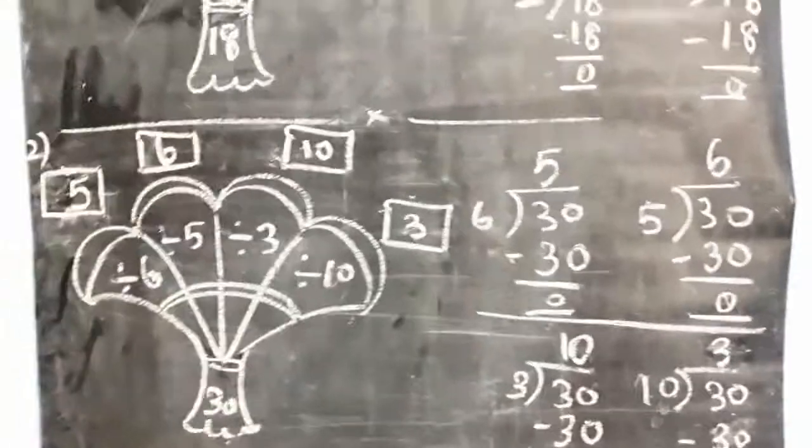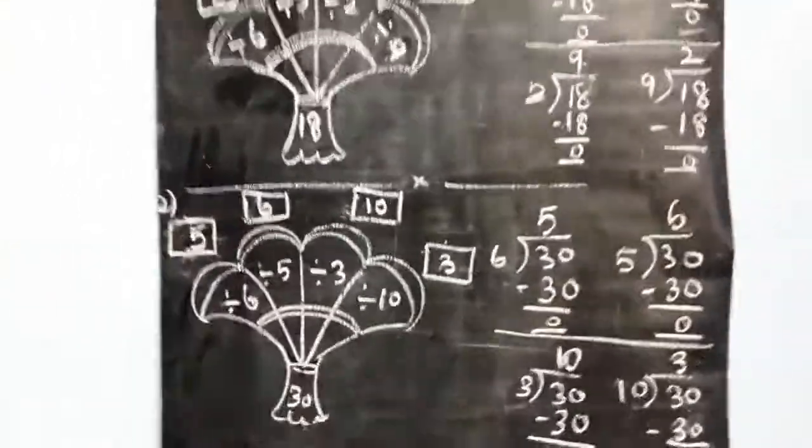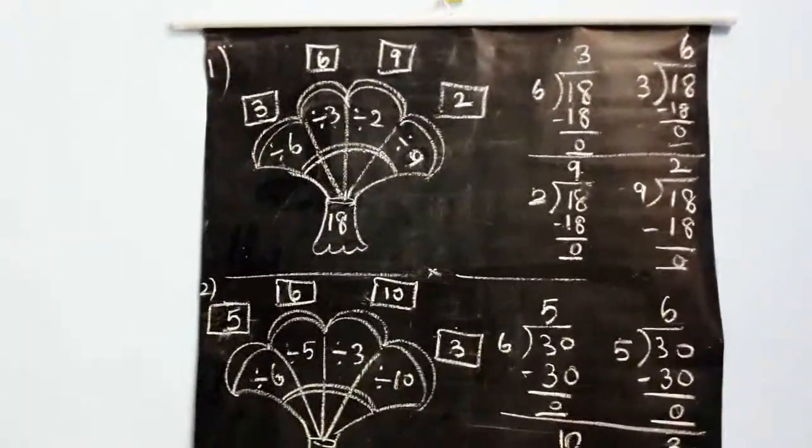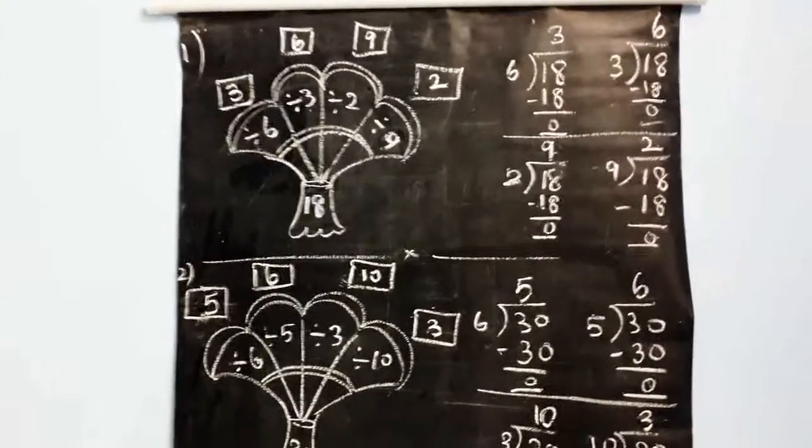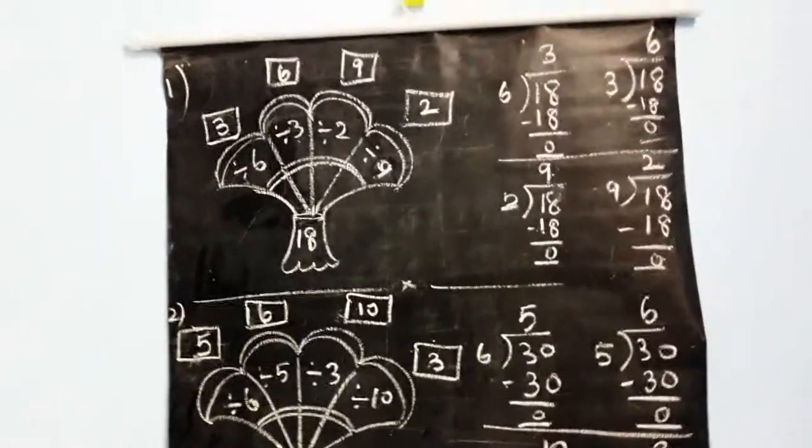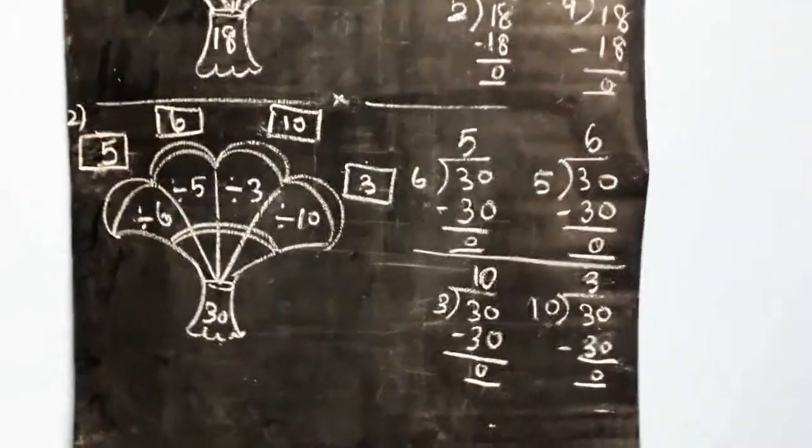Dear children, take your note and pencil. Write dividing a 2-digit number by a 1-digit number, and divide the following in the box also. Write in your maths note. Thank you.